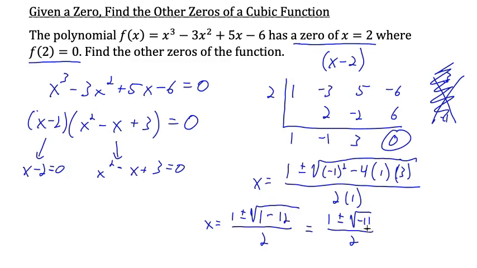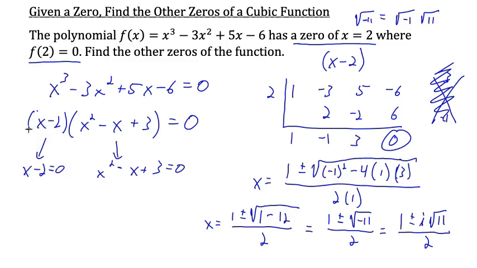Now, using real numbers, there is no square root of negative 11, because a negative times a negative is positive. So there's no way to multiply a number by itself to get negative 11. But if we expand our universe to include the imaginary numbers, the square root of negative 11 equals the square root of negative 1 times the square root of positive 11. And we have a special imaginary number for the square root of negative 1. It equals i. So this is 1 plus or minus i times the square root of positive 11 all over 2. So we have two imaginary roots for this equation.